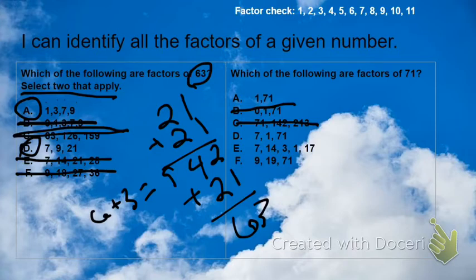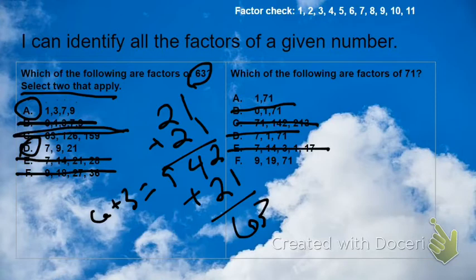Okay, let's look at D. D has a 7. 7 times 10 is going to give me 70, right? If I add 7 more, it's going to be 77. So that's not going to be a factor of 71. So I'm going to cross it out. This one also has a 7, so I'm going to cross it out.